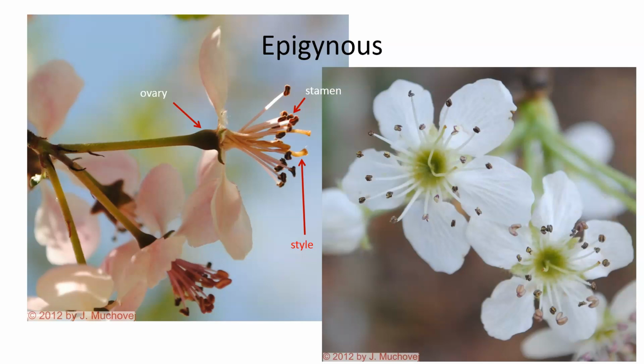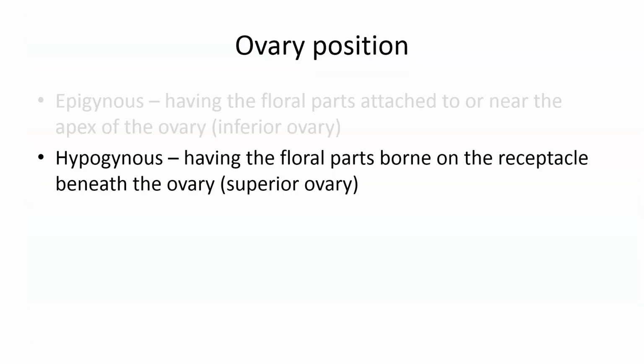This one here, you can see the location of the stamens and of the style, and this sits on the end of the ovary, so therefore the ovary is inferior, or we would call it epigenous. We also have hypogenous, and the floral parts are borne on a receptacle that is beneath the ovary, so therefore the ovary is superior to the petals.